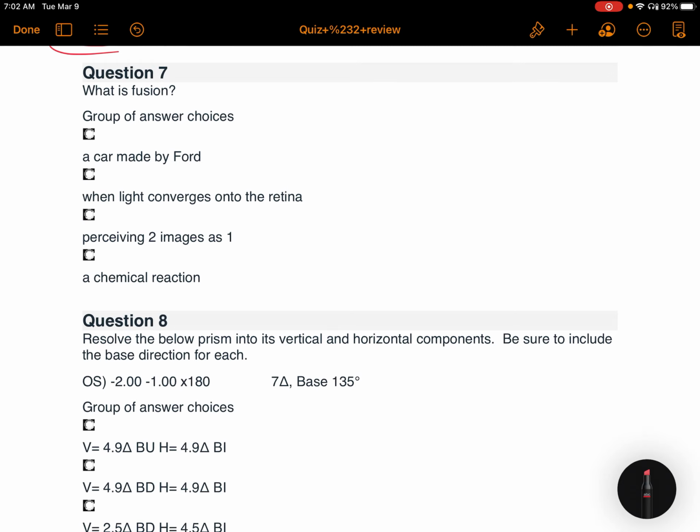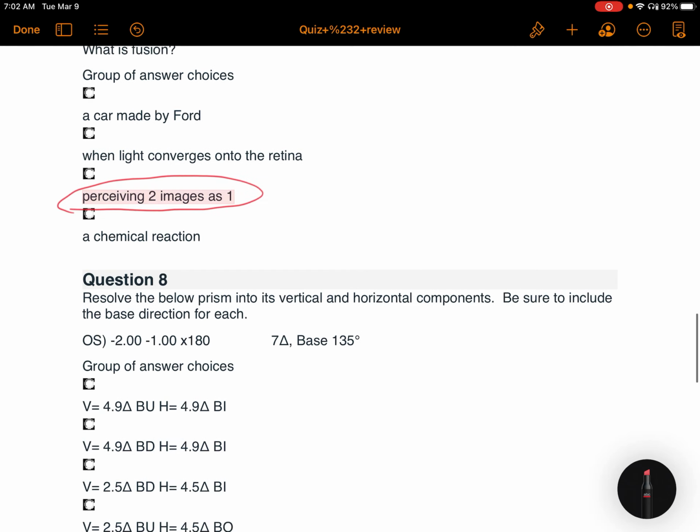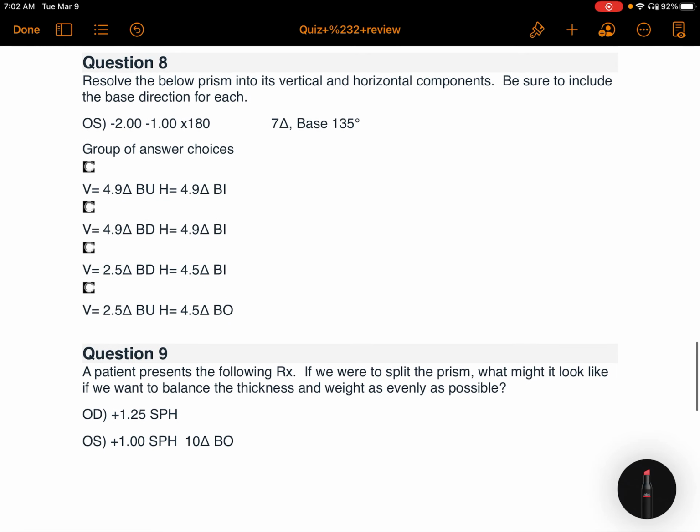Question 7. What is fusion? This should be pretty easy. It's perceiving two images as one. Question 8. Resolve the below prism into vertical and horizontal components. So again, we're going to do the sine of 135 times 7 for our vertical. And then our horizontal is going to be cosine of 135 times 7.